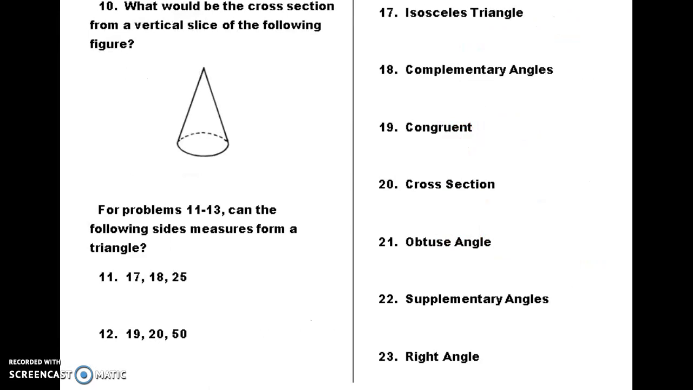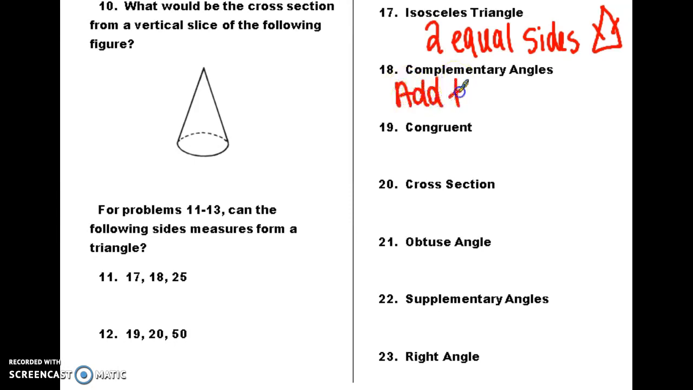Define the following terms. An isosceles triangle has two equal sides. Complementary angles add to equal 90 degrees. And I'm going to show a little example for each one.